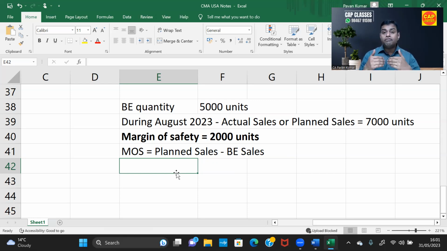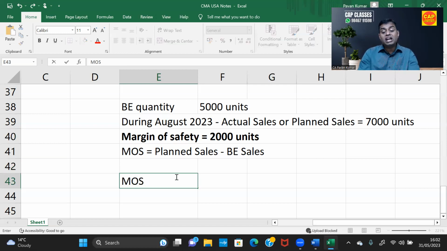Sales units have fallen by 2,001. I am in loss. So this margin of safety of 2,000 units is there, no? This is the cushion. Even if there is a fall up to this 2,000, still you are in profits. Beyond that, you will start incurring losses. So this is called margin of safety units.